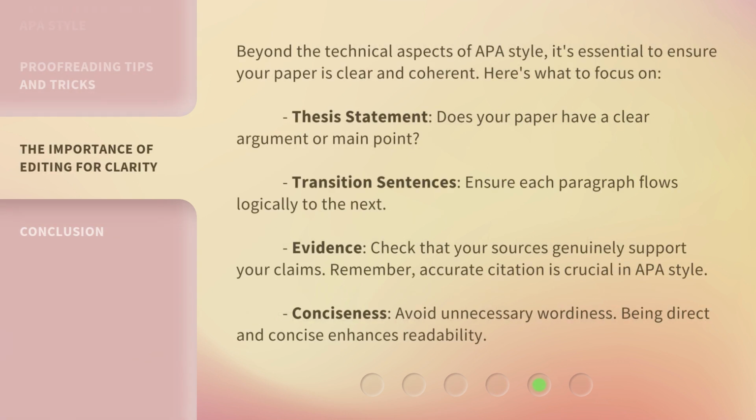Beyond the technical aspects of APA style, it's essential to ensure your paper is clear and coherent. Here's what to focus on. Thesis statement. Does your paper have a clear argument or main point? Transition sentences. Ensure each paragraph flows logically to the next. Evidence. Check that your sources genuinely support your claims. Remember, accurate citation is crucial in APA style. Conciseness. Avoid unnecessary wordiness. Being direct and concise enhances readability.